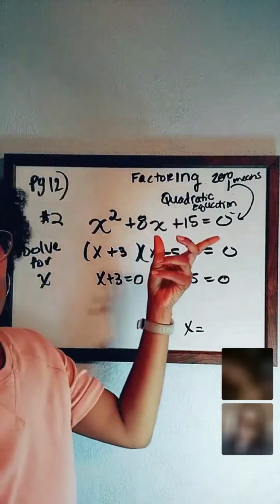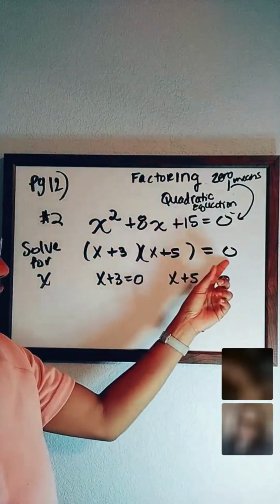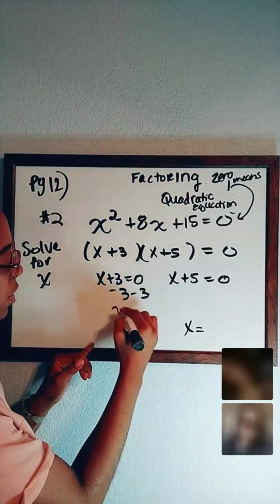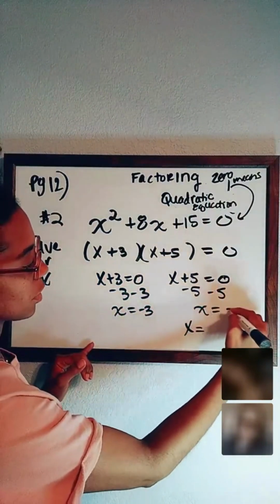So, Lee, you did it right. You factored and you got to here. But now we have to solve for x. So we get x is equal to -3, and we get x is equal to -5.